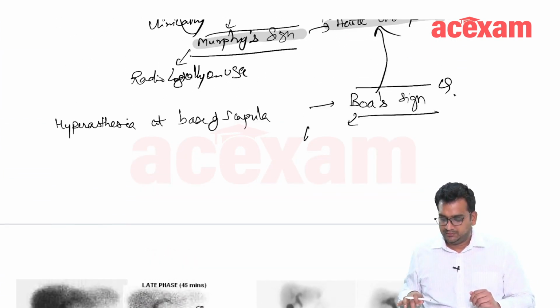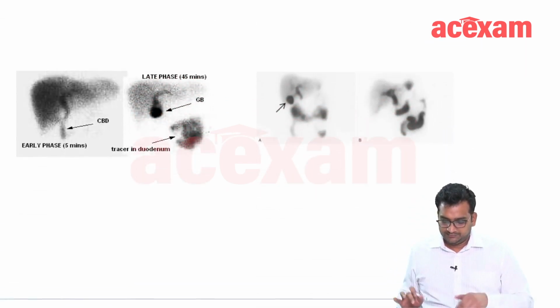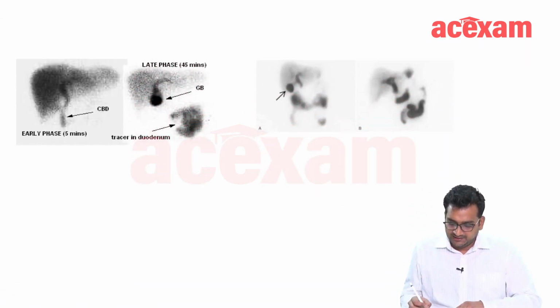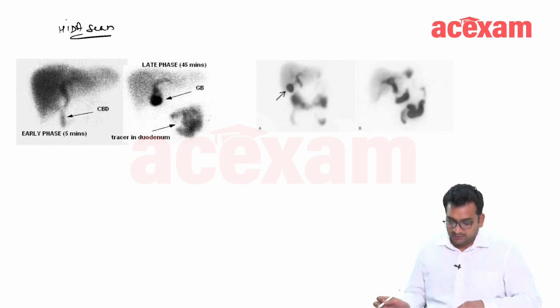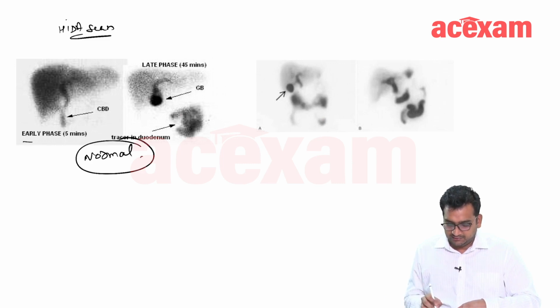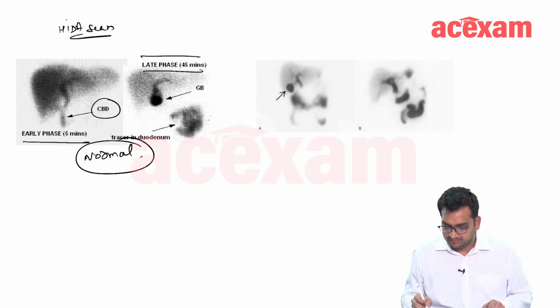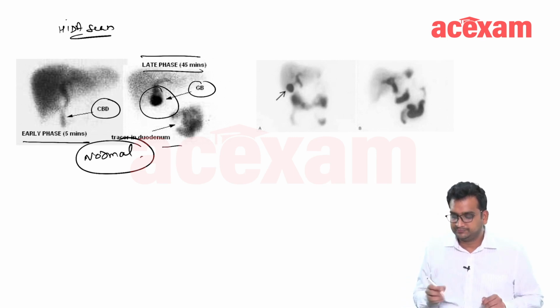Now this is a HIDA scan. Now we are doing a HIDA scan in this patient having pain abdomen. This is a normal HIDA scan. You can see here, this is normal. In the early phase, there is CBD which is visible. In the late phase at 45 minutes, the gallbladder is visible, and the tracer is seen in the duodenum also.